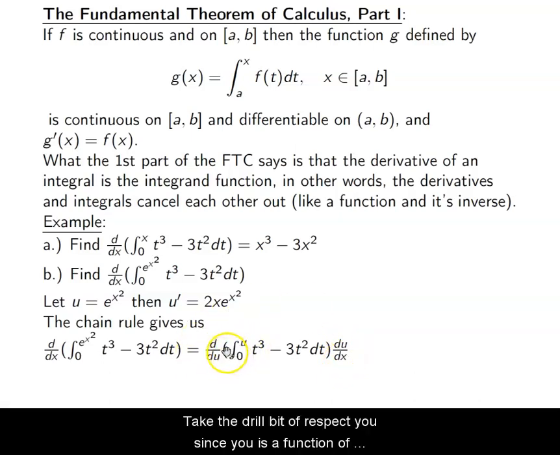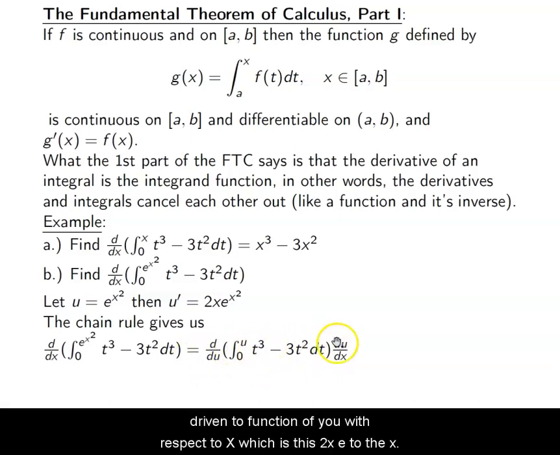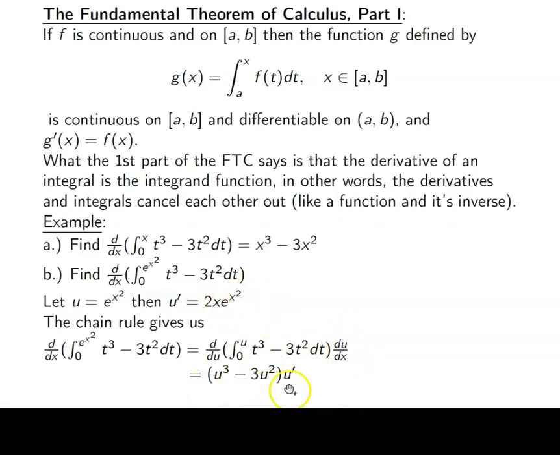Since u is a function of x, I also have to take the derivative of u with respect to x, right? So, chain rule. Substituting all of these terms in, this d du and this integral function just cancel out. So I will have u cubed minus 3u squared, so I'm using u's right now. And then I will have my derivative function of u with respect to x, which is this 2x e to the x squared, right? So times u prime.